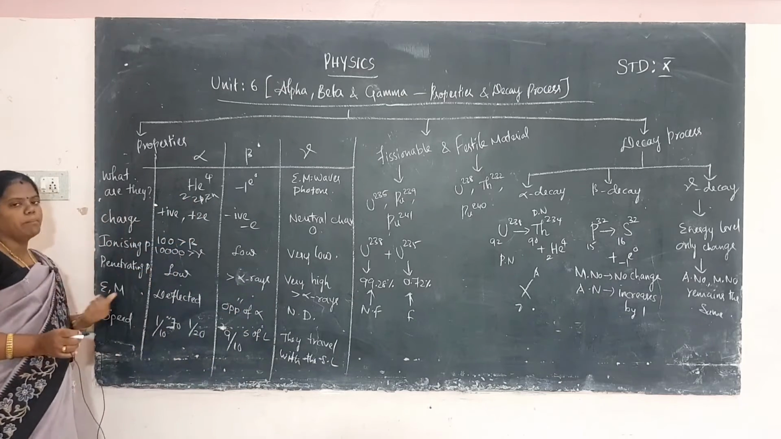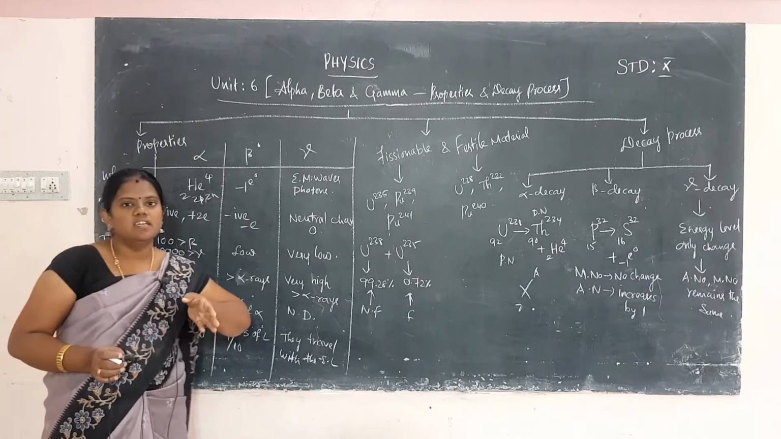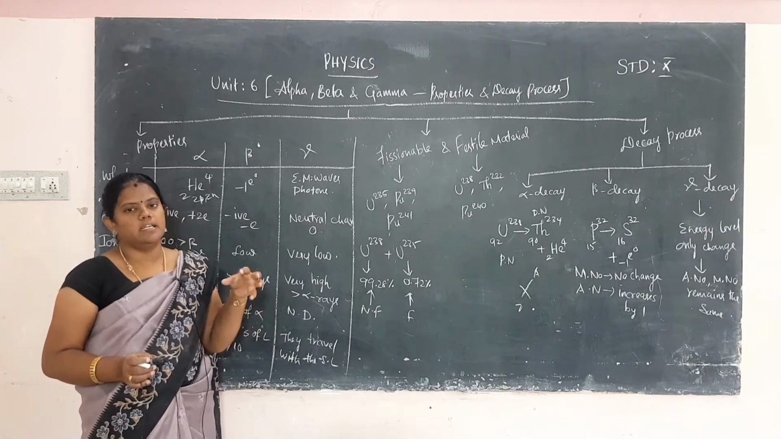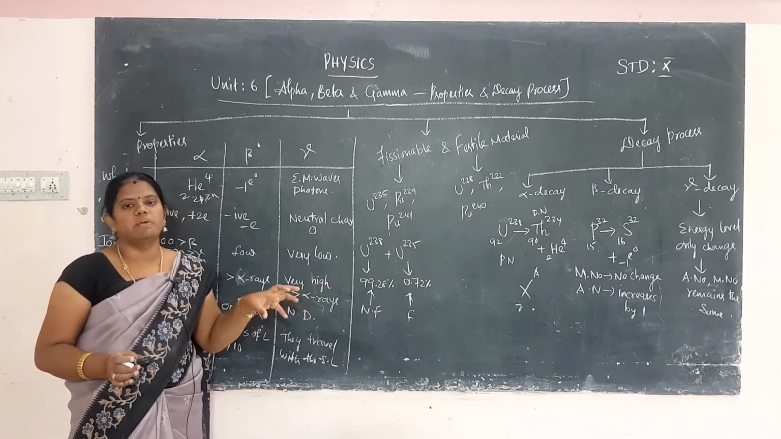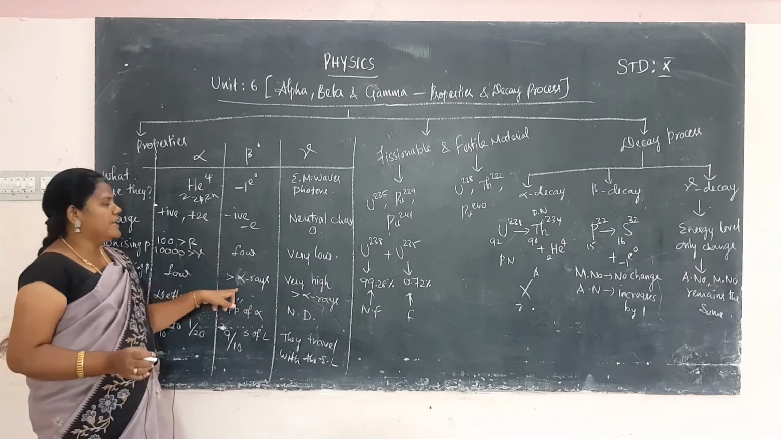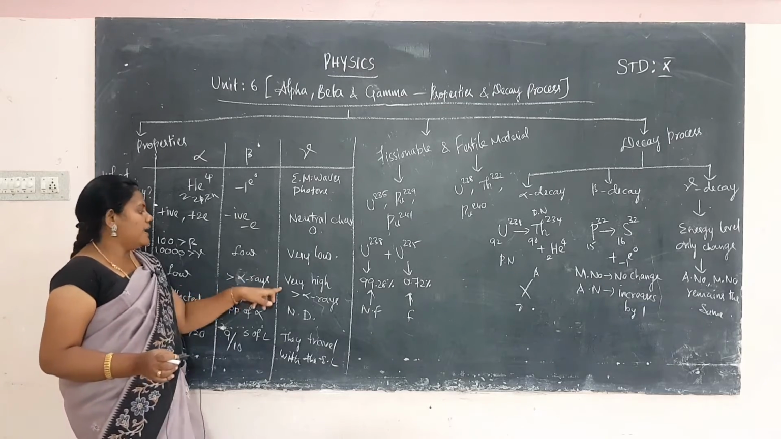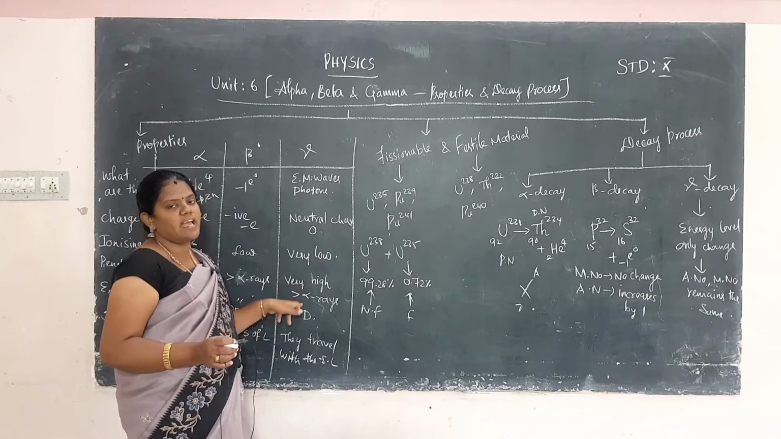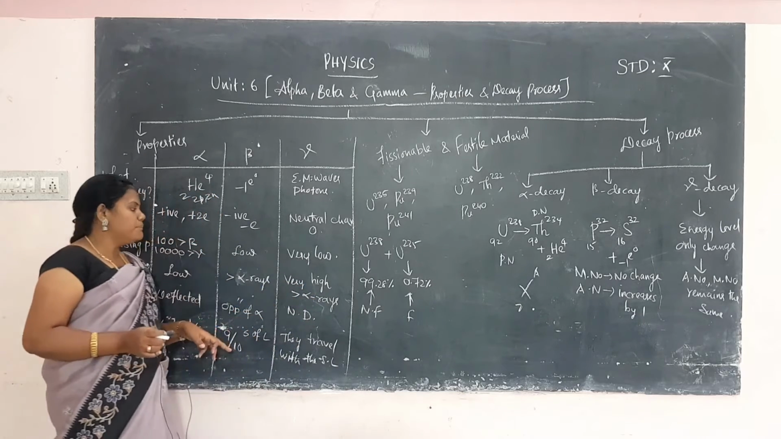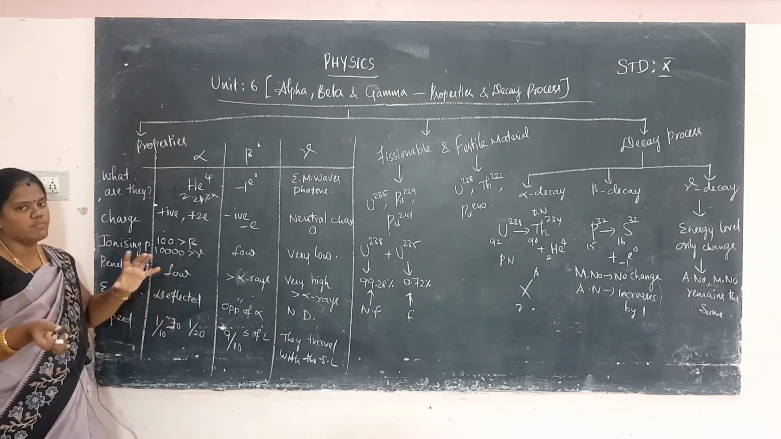And then penetrating power. Penetrating power means how easily a particle can move inside another particle. The penetrating power of alpha is very low, beta is comparatively greater than alpha, and gamma particles have very high penetrating power compared to alpha and beta rays. Ionization power and penetrating power are inverse to one another.